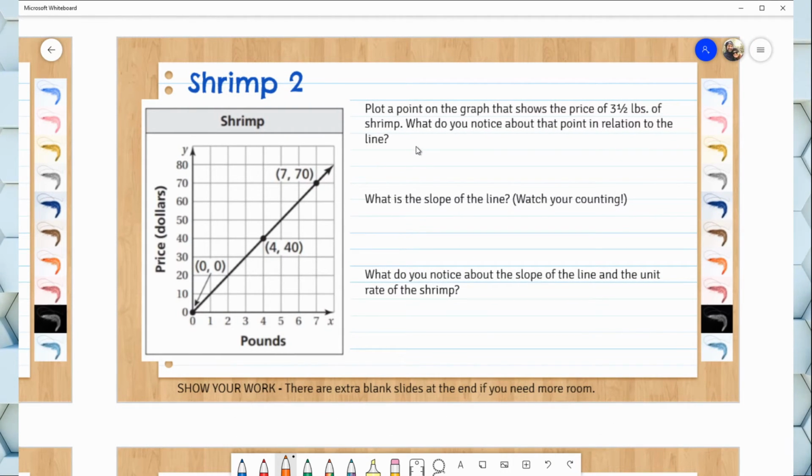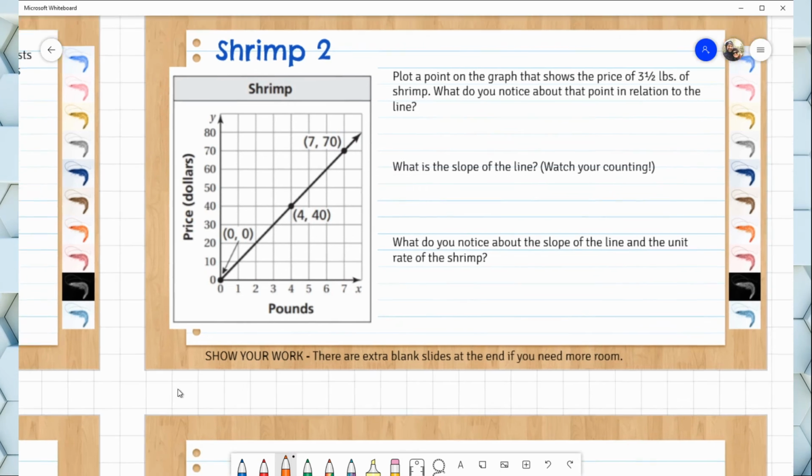Second shrimp slide. You already found out how much 3.5 pounds cost. You're going to plot a point somewhere on this graph that shows me how much 3.5 pounds of shrimp cost. And then tell me, what do you notice about that point in relation to the line? Then tell me the slope. Watch your counting. And what do you notice about the slope and the unit rate for that shrimp?